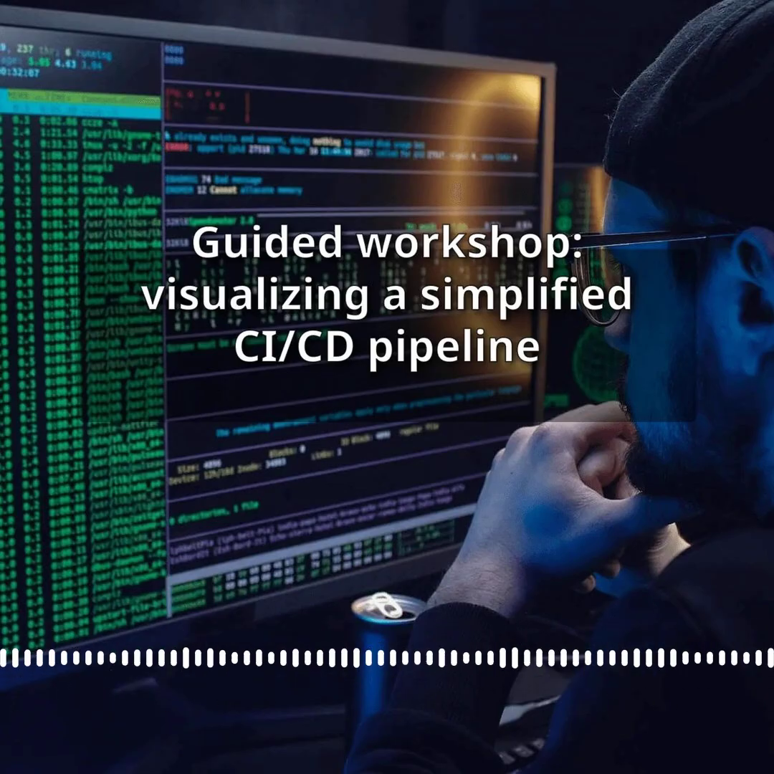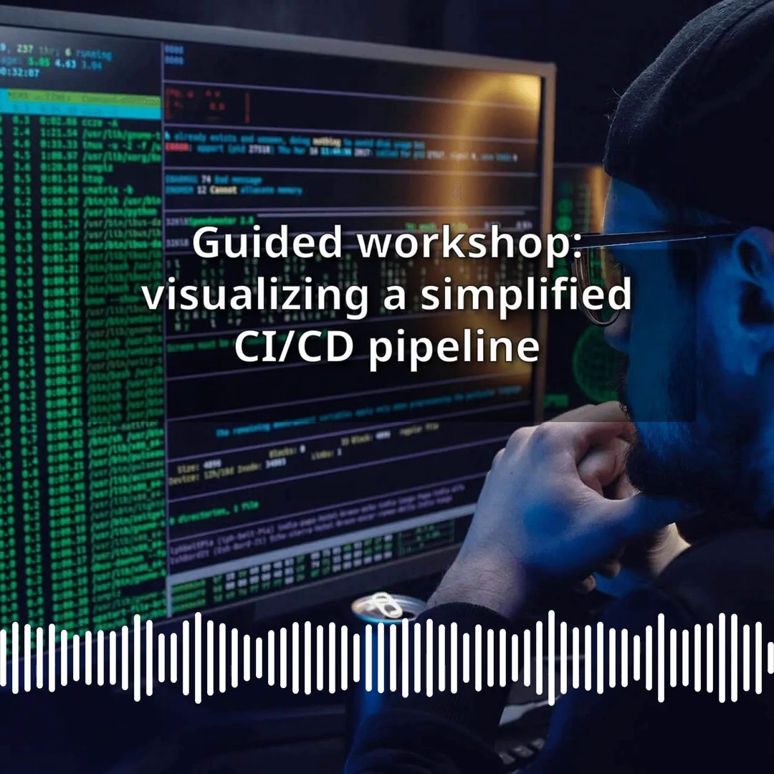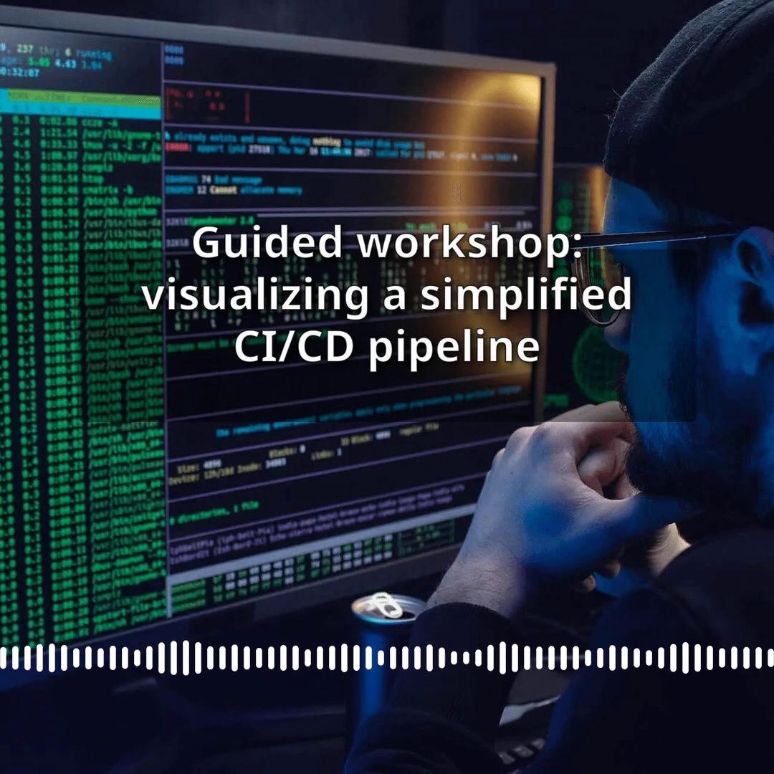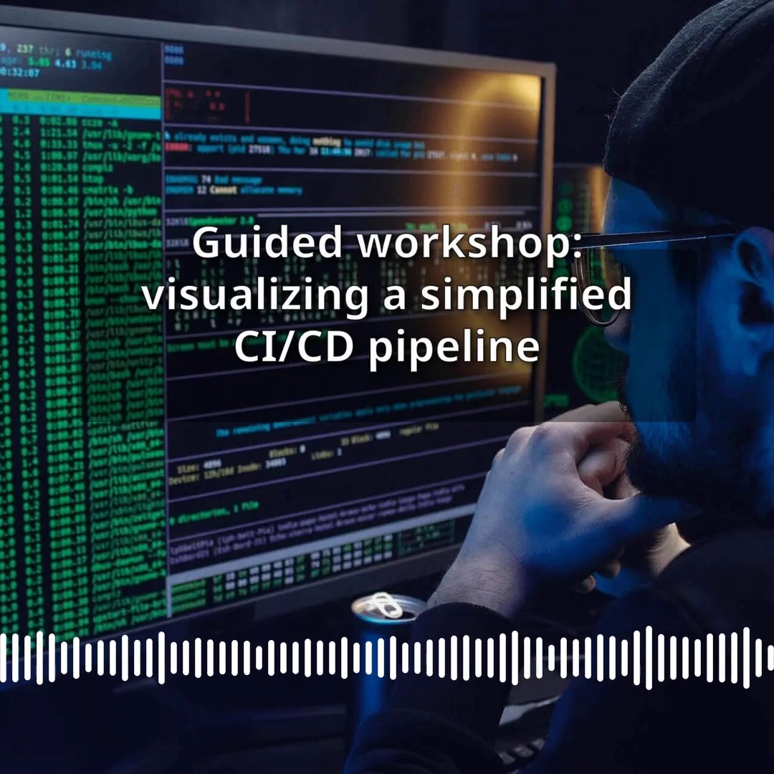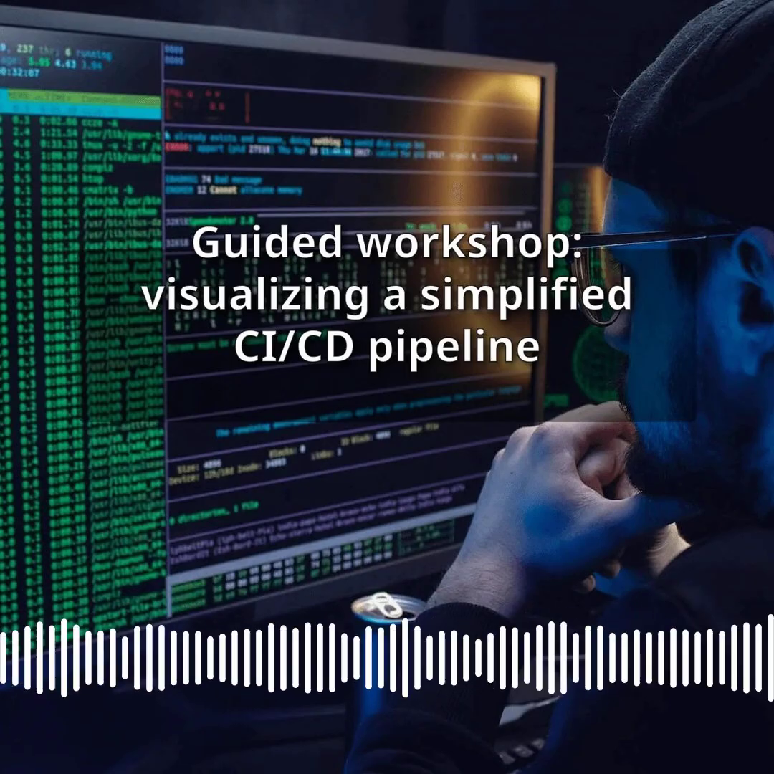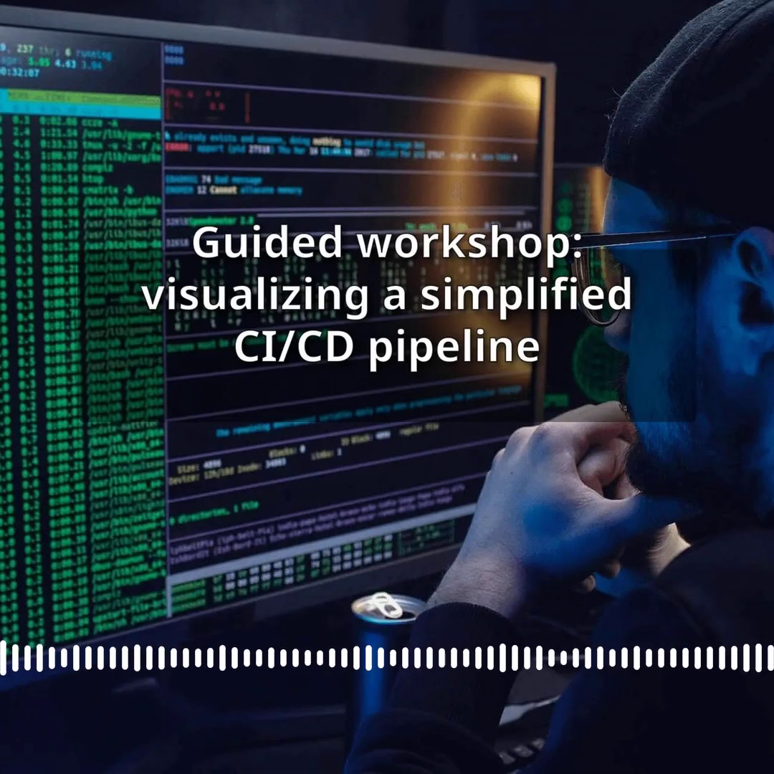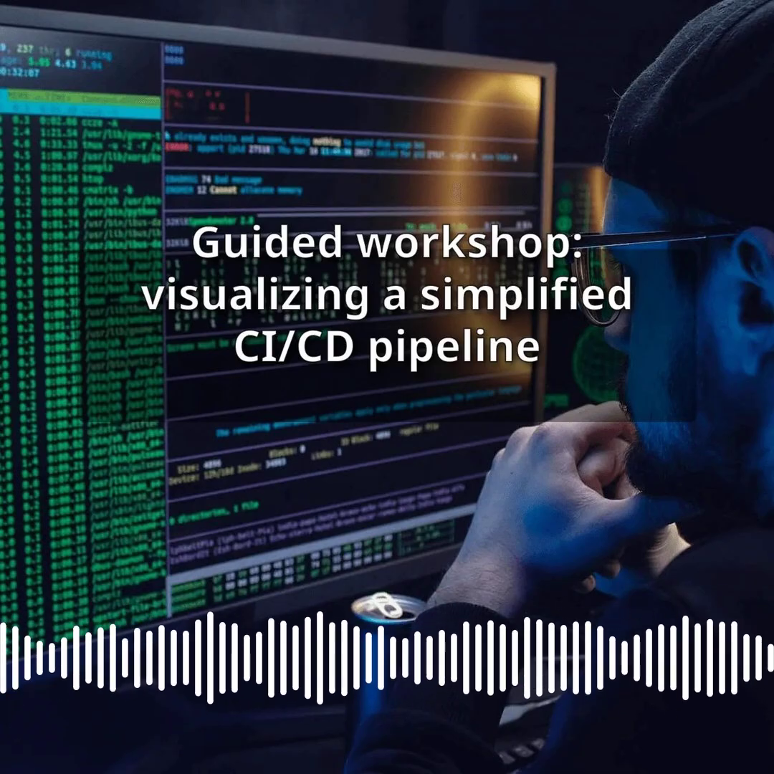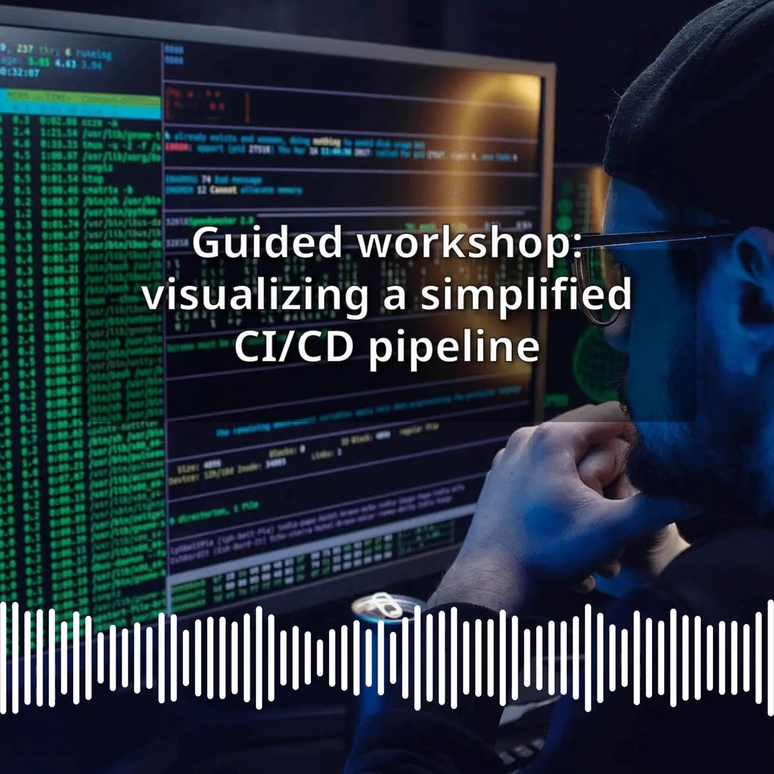Step 4. Write your explanatory note. Alongside your diagram, write a short explanatory note of 200 to 350 words. This note must answer the following questions in a flowing, structured way. What does your pipeline protect against at each security stage? What would happen if a vulnerability were detected at the SAST stage versus at the deployment stage? How does the pipeline respond?